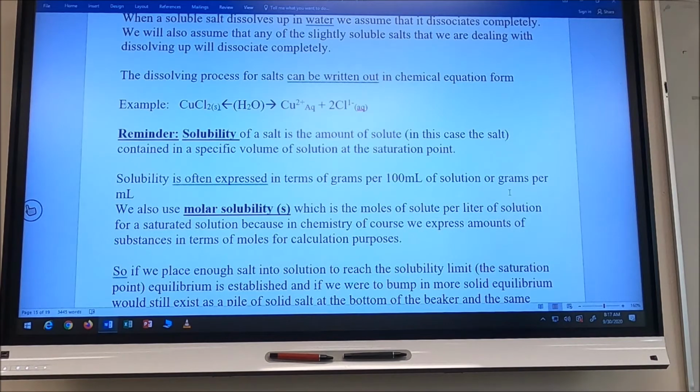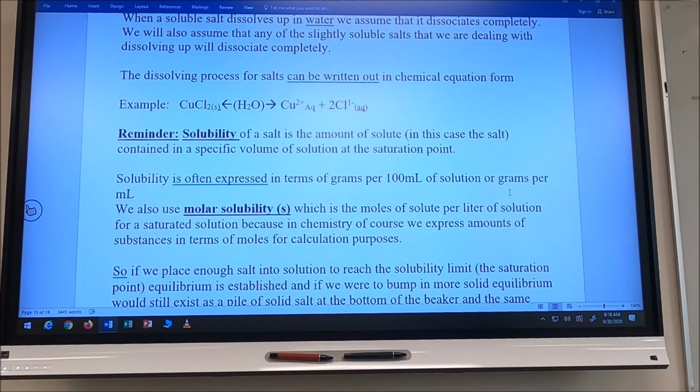Okay? Now just a reminder, solubility of a salt is the amount of solute, in this case a salt, contained in a specific volume of solution at the saturation point. Solubility is often expressed in grams per 100 milliliters, or sometimes grams per milliliter. It's done that way in geology quite a bit. Biologists might use this, especially environmental science-leaning biologists.